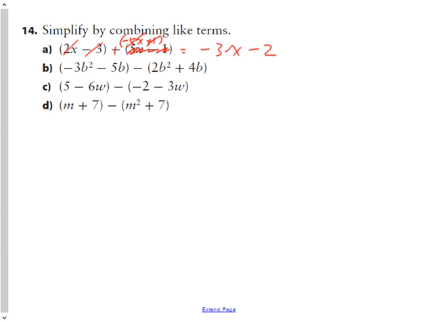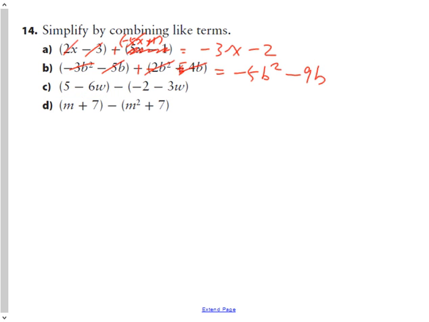In the second example, keep the first polynomial as is. Don't change anything in that. Change it to addition and use the opposite of everything in the second polynomial. In this case, a binomial, everything becomes its opposite. Negative 3b squared and negative 2b squared will be a negative 5b squared, oh, that's a b. Turn on my letters. Negative 5b squared, a negative 5b and a negative 4b make a negative 9b, and your answer would be negative 5b squared minus 9b.